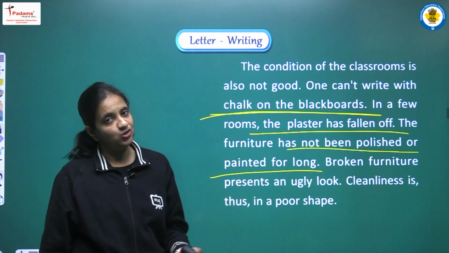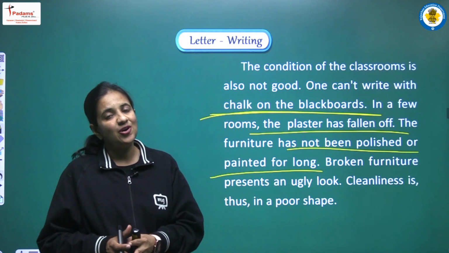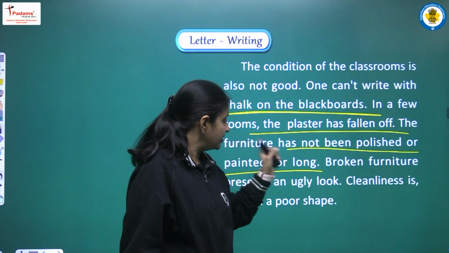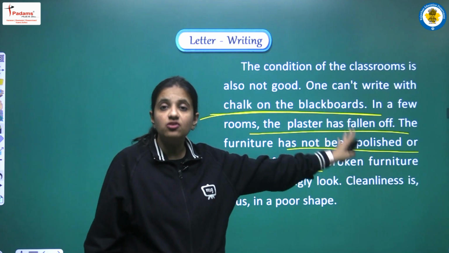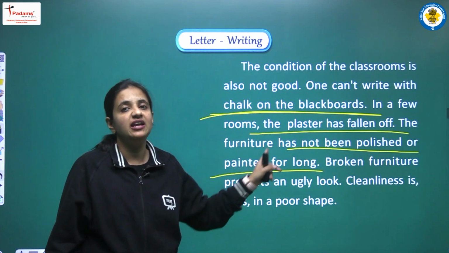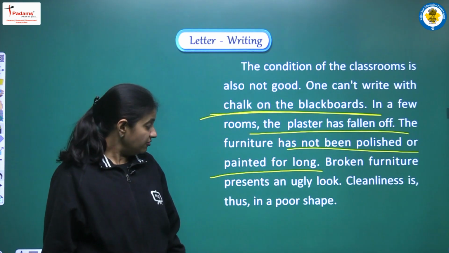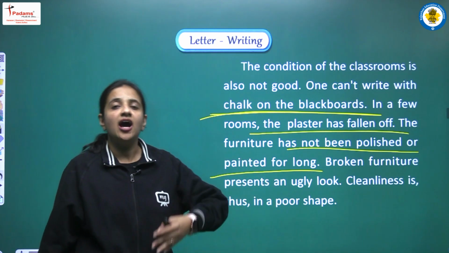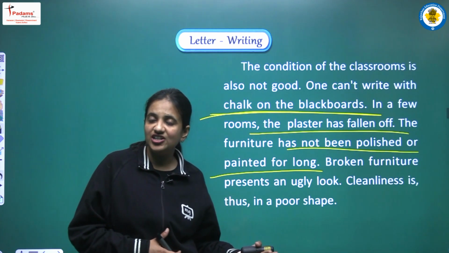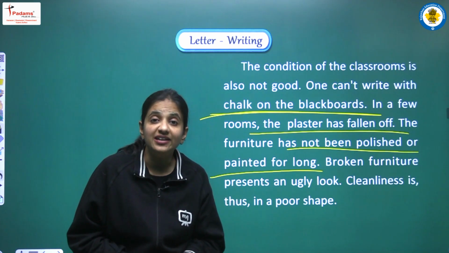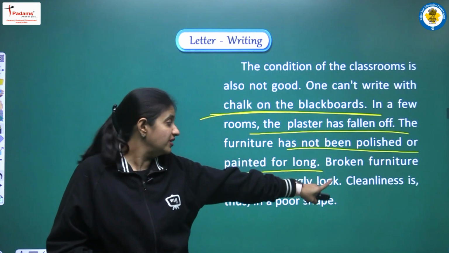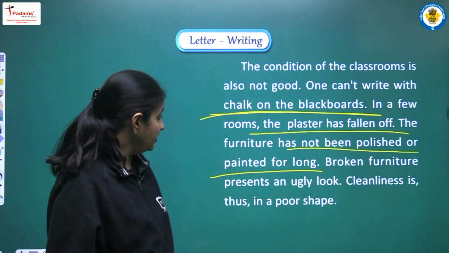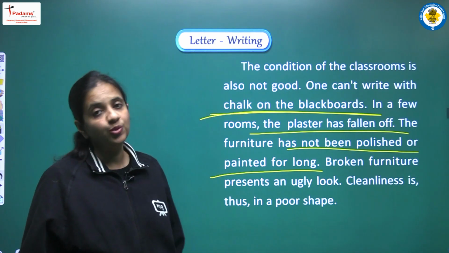So obviously the classroom has furniture also. So next problem we are writing about the furniture, and what is the problem? That the furniture has not been polished or painted for a very long time. Broken furniture presents an ugly look, and because of that the furniture is in a very poor condition. Now the furniture is in a very bad condition, and this broken furniture presents a very ugly look. Cleanliness is in a poor shape.